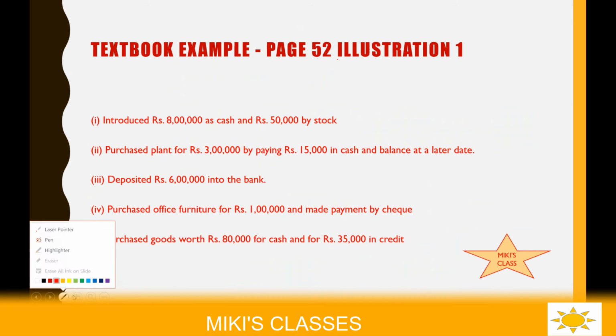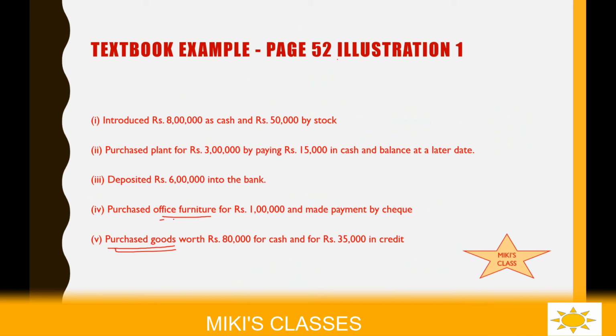What is the next example given? Purchase goods worth 80,000 for cash and 35,000 in credit. So what is the total amount of purchases here? When you say purchase goods, earlier you had said purchase office furniture. This is an asset, correct? Then you had said purchase plant. This is also an asset. But here you're purchasing whatever business you are into. You're buying your own stock. You're buying your inventory.